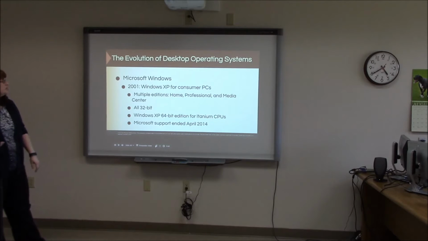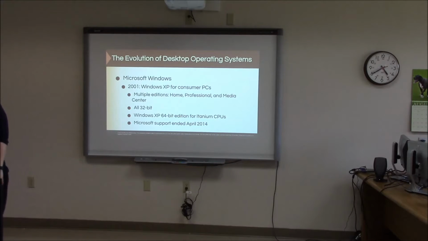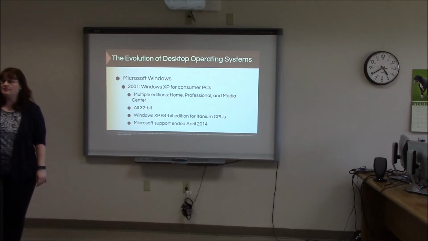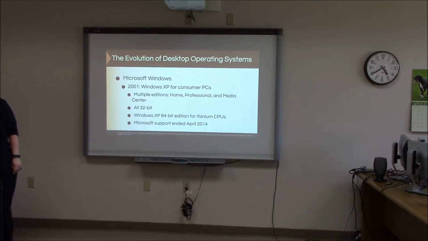Then we had Windows XP, lots of editions of that, Home, Professional, Media Center. Windows XP was all 32-bit. So that meant if you wanted to be able to use more than 4 gigs of RAM, which at that time was kind of obscene for a computer, you had to buy a special 64-bit version of XP, which not a lot of people had and not a lot of people knew about.